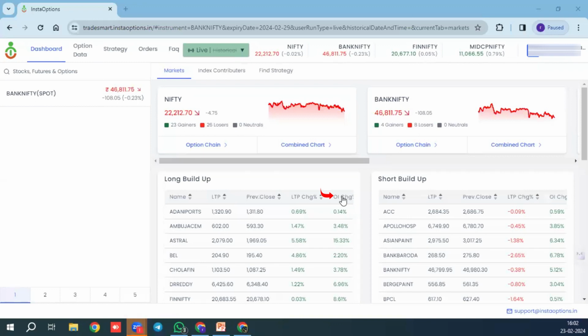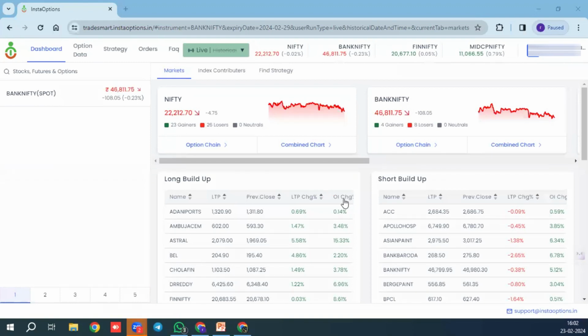This is how big players like institutions and HNIs operate. They take positions and then move the market according to their positions, right? So we are going to check how the OI condition is, with the help of our platform, and then we are going to take a trade.